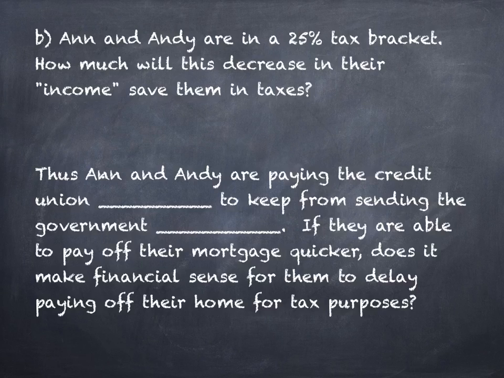Ann and Andy are in a 25% tax bracket. Now, there's nothing specific about the 25%. I just chose one and we're going to use it. Any number you put in here is going to still make all this work out just fine. We're just going to go 25% to see how this works.